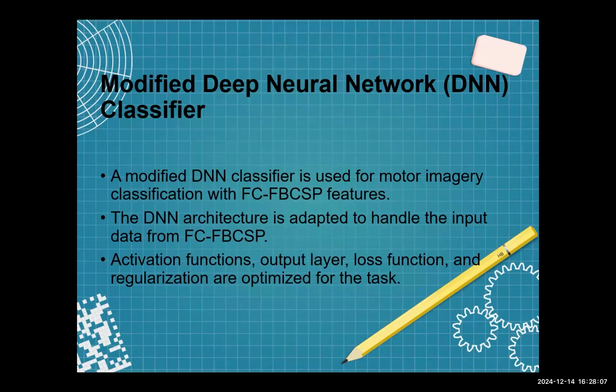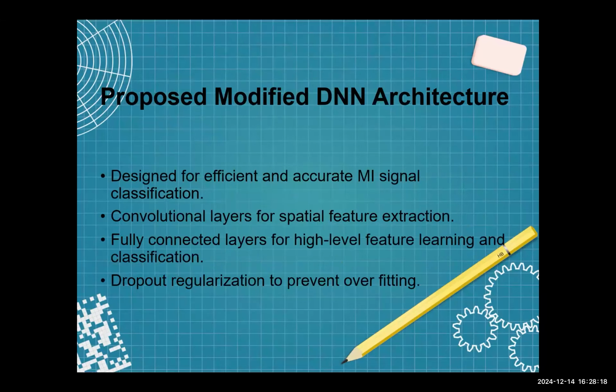BCSP features. The deep neural network architecture is adapted to handle the input data from FCFBCSP, designed for efficient and accurate MI signal classification. We have proposed one method. The advantage of the proposed method is that it is efficient and accurate for MI signal classification. Then convolution layers for spatial feature extraction, fully connected layers for high level feature learning and classification, dropout regularization to prevent overfitting.